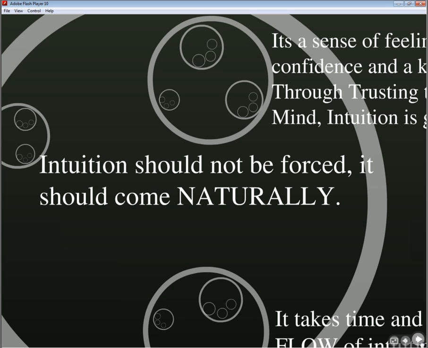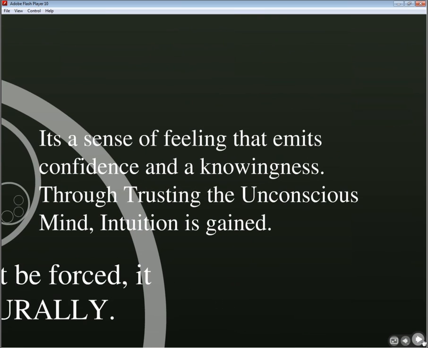So remember, intuition should not be forced. It should come naturally. So don't try to enforce intuition and create intuition. You cannot do that. It is something that comes naturally from within, through the unconscious mind. But you have to recognize when it's there and when it's not there. Learn to find when you have an intuitive feeling. Does anybody understand what I'm talking about here? Some of you must have at times experienced intuition, and you'll know what I mean. It's not a thought. It's a feeling.